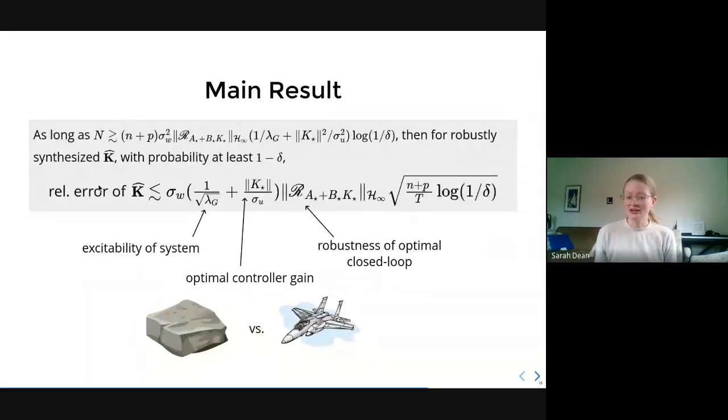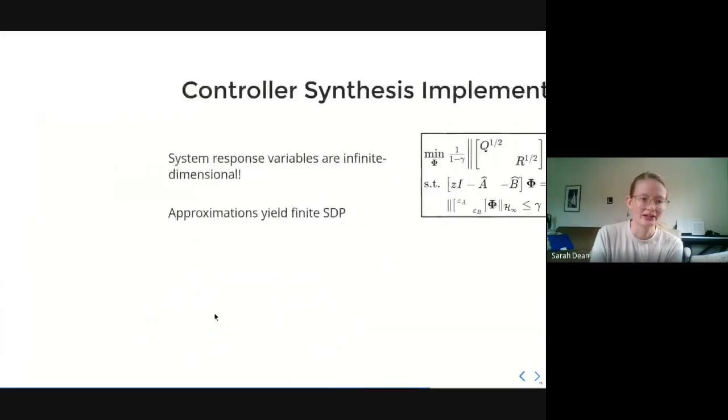On the other hand, a fighter jet is very excitable, so you would probably learn the plane's dynamics very quickly by inputting Gaussian noise to the controls. So that's good for learning. But if the closed loop isn't very robust, or if the gain of the optimal controller is high because you have to actuate a lot, it's still going to be hard to synthesize a good estimated controller. So that's the trade-off that we can look at.